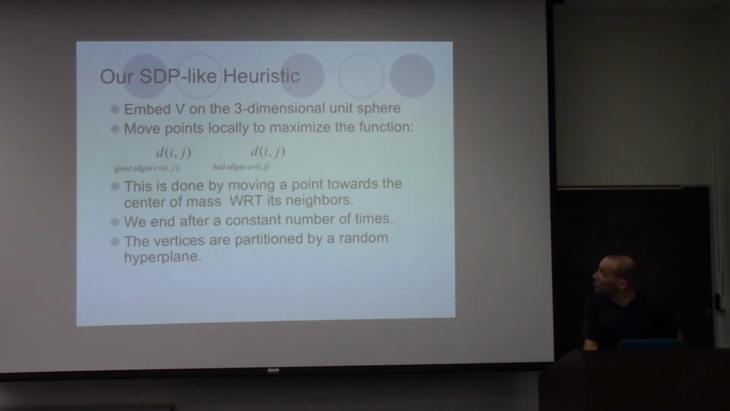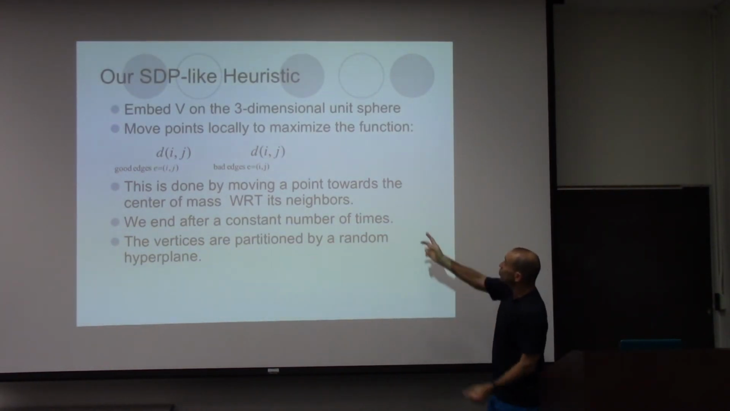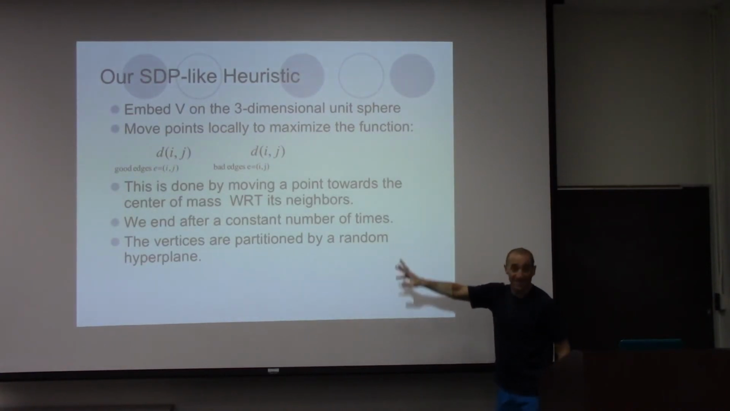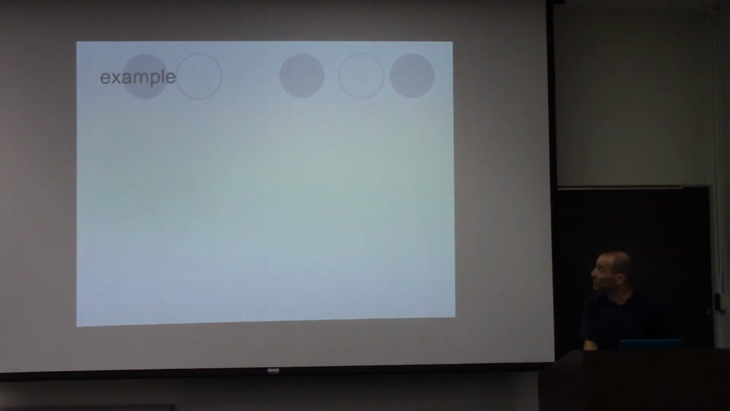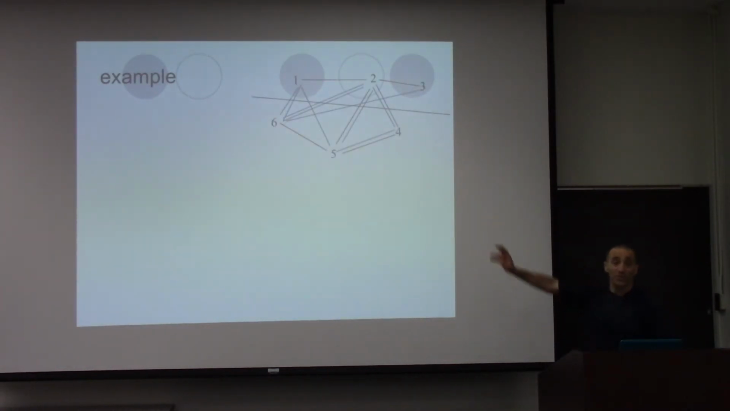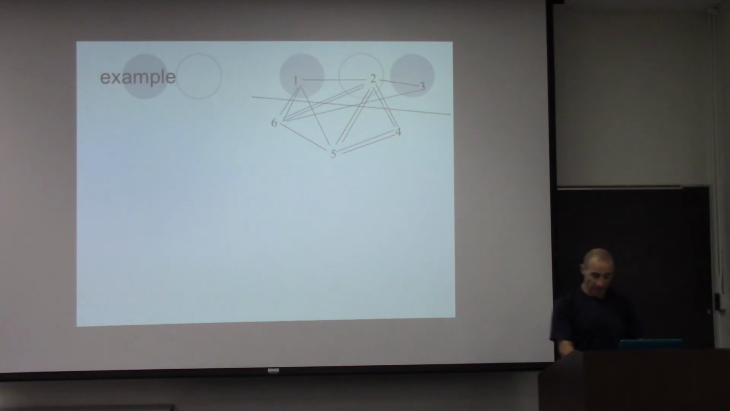So what we do here is move the points on that sphere toward the center of mass with respect to its neighbors. This is the internals of the algorithm, and after a constant number of times, we just partition the sphere by a random hyperplane. Let's see an example that will make vivid what we are talking about. So this is our setting, this is our max cut. Let's see how this is translated into geometry.